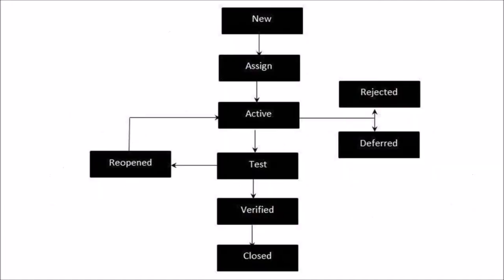When we come to the life cycle of a bug, whenever a bug is identified, we have to assign that particular bug. And after assigning a bug, the next phase of the life cycle goes to the active phase of a bug. From the active phase, a bug can move to three different phases. The first phase is the rejected phase, second one is the deferred phase, and third one is the testing phase. In the testing phase, after the active testing done over the program, that particular bug can be reopened or verified.